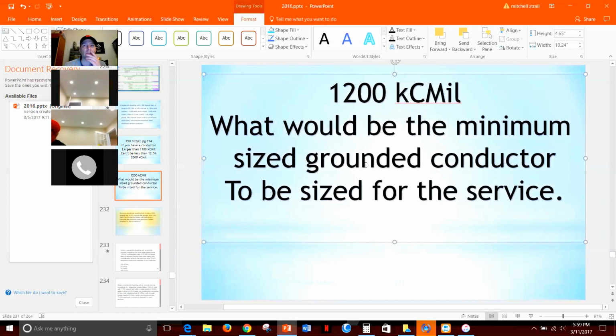So on your calculator, what are you going to do? I'm going to put down 120. Yeah, it'll be 1200, and then just instead of the K, put 3 more zeros on your calculator. So it'd be 1.2 million, or 1,200,000 circular mills.